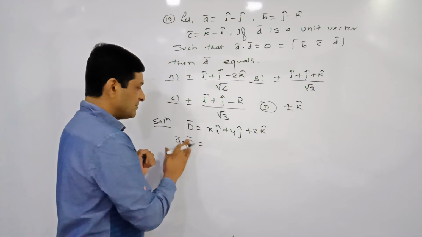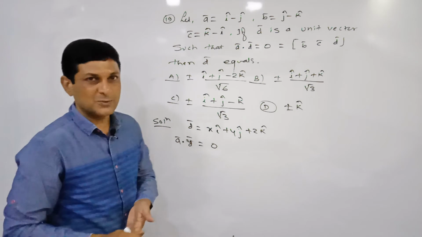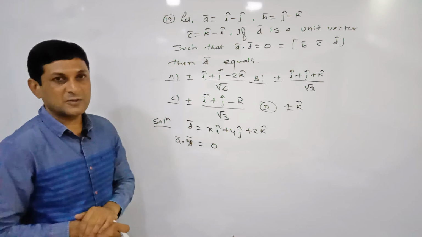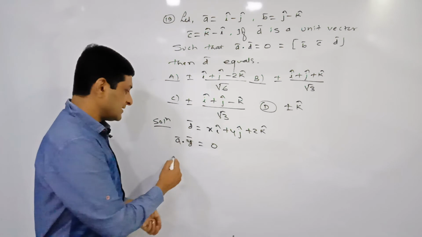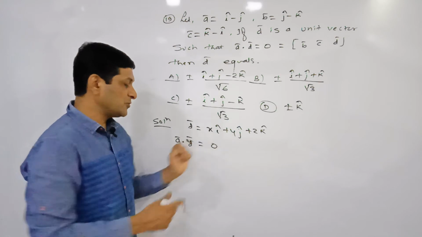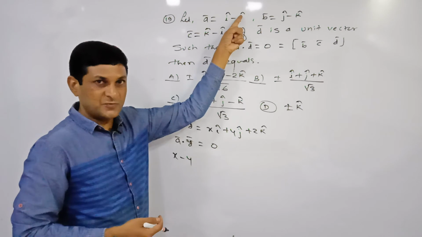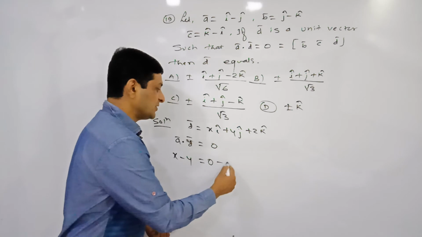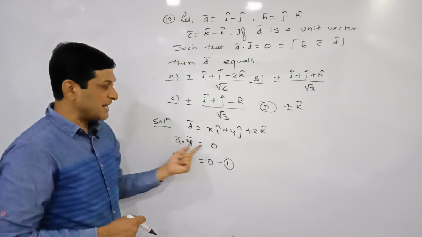Now it is given to us that a bar dot D bar is equal to 0. This dot product is equal to 0. So the value of a bar is given, D bar is also given, so we are finding the dot product of these two vectors. The product of coefficients of i cap is x. Product of coefficients of j cap, minus 1 into y is minus y. Here the term of k cap is absent, which means its coefficient is 0, and 0 into z will be equal to 0. So on this side 0, keep it as it is. This equation we have got using the first condition, that the dot product of a bar and D bar is equal to 0.